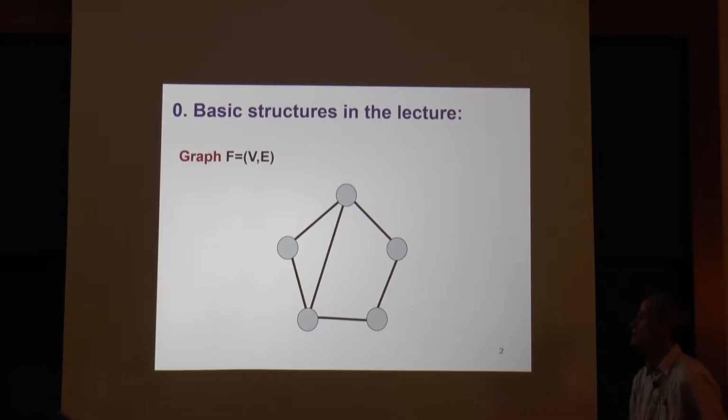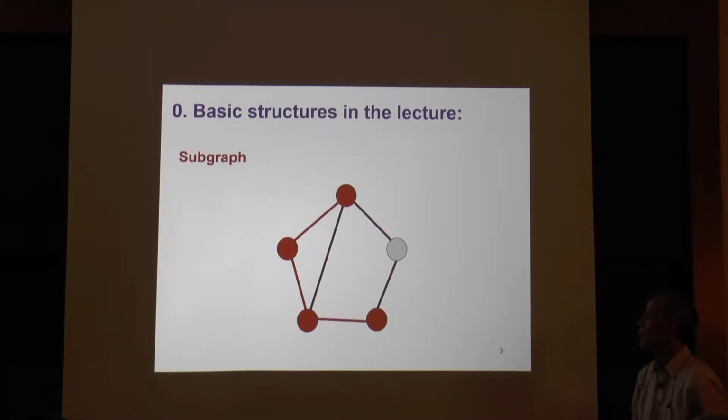So here are the basic structures in the lecture. We'll have graphs. All my graphs will be finite and undirected. I always denote a graph by a pair, V, E. V is a set of vertices, E is a set of edges. So this graph has 5 vertices and 6 edges. And then I'll have the notion of a subgraph. So this is what you see here in red.